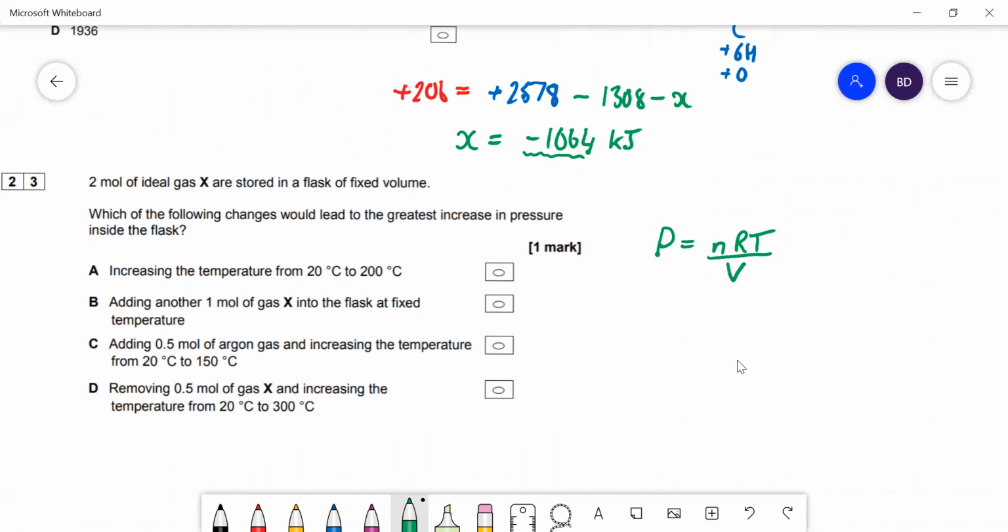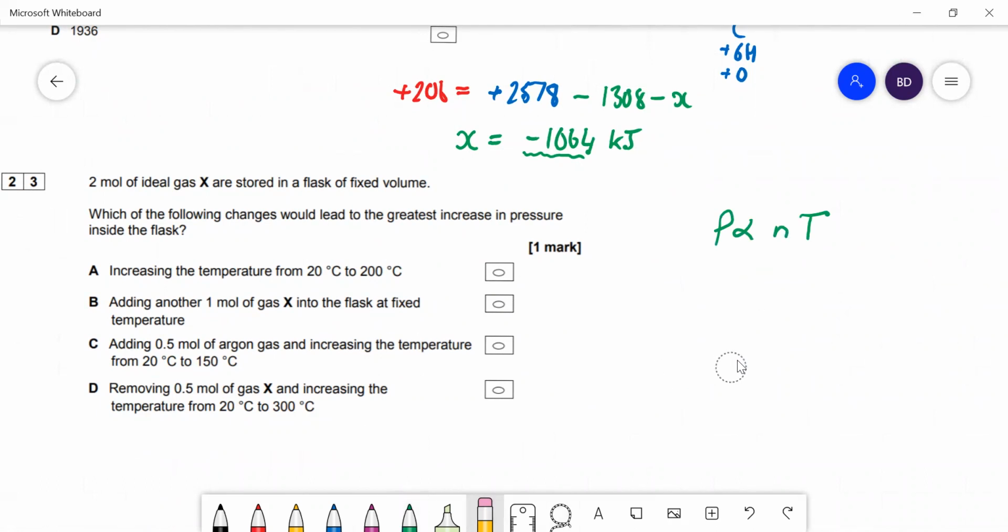So we're going to keep the V the same, so P is proportional to nRT. Well, R is obviously a constant, so P is proportional to nT. So we're going to remember that there. P is proportional to the number of moles times the absolute temperature.